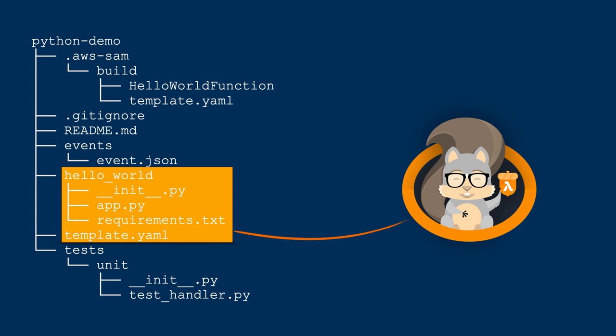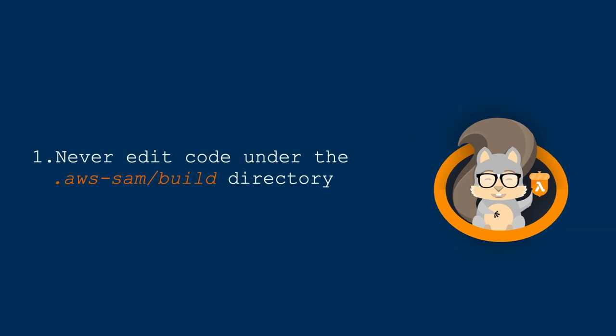So here are a couple of tips to save your sanity. First off, never edit the code in the .aws-sam build folder. It gets overwritten with each build.